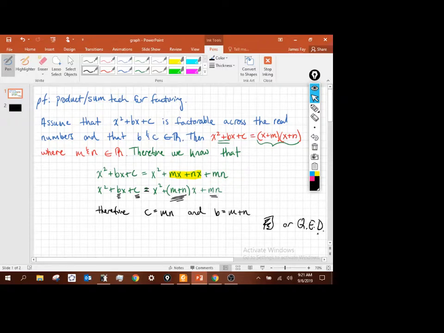Okay, so now we have shown the relationship that when we look at ax squared plus bx plus c, if we want to factor that, we're going to be looking for factors m and n that multiply together to give me c, but m and n are going to add to give me b. Does that make sense? Okay, so that's the algebra that we're looking at.